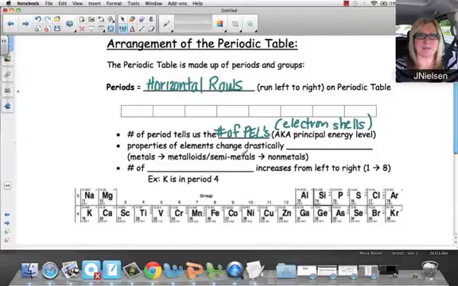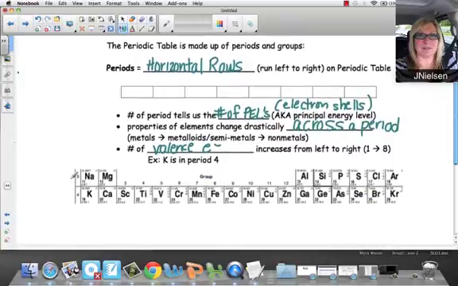Properties of the elements change drastically across a period. So when I go from left to right, they change drastically. We go from metals to metalloids, or semimetals, and then to nonmetals, and then to noble gases. The number of valence electrons increases from left to right, from 1 to 8. So let's look at this a little bit.